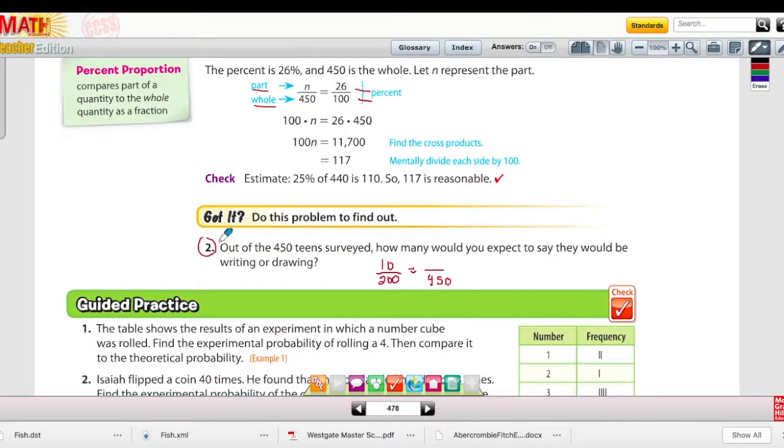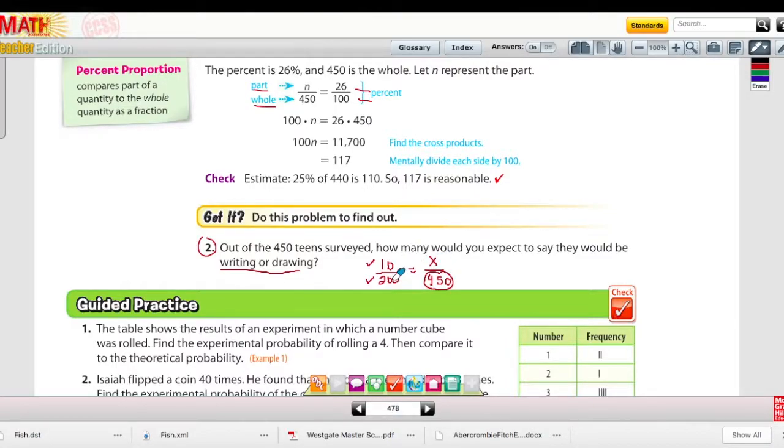On number 2, got it, it says, how many would you expect to say that they liked writing or drawing if we surveyed 450 kids? Well, we're going to start with what we know, that 10 kids said that they would like writing or drawing out of the 200 surveyed. So how many people would like writing and drawing out of 450?